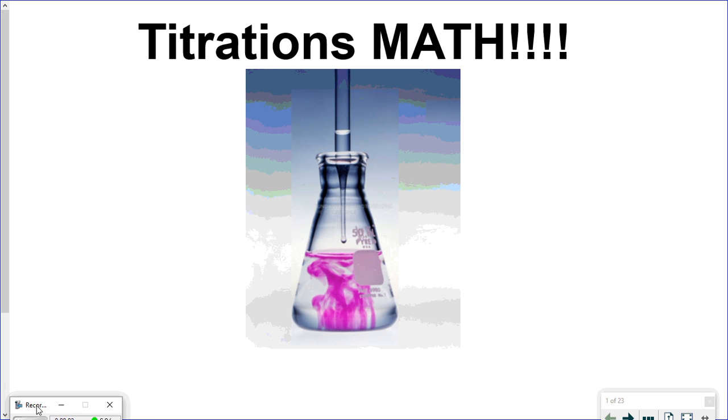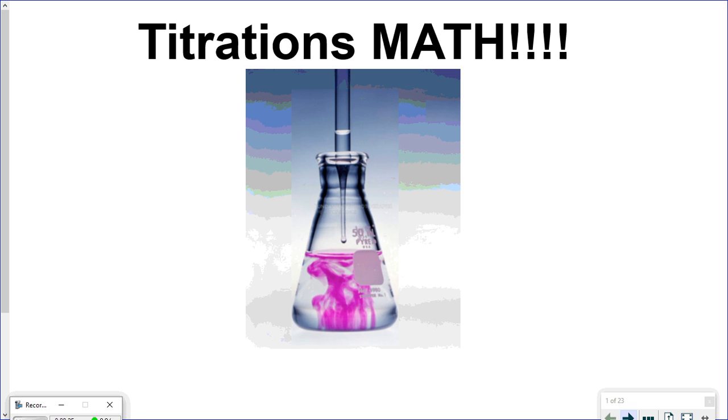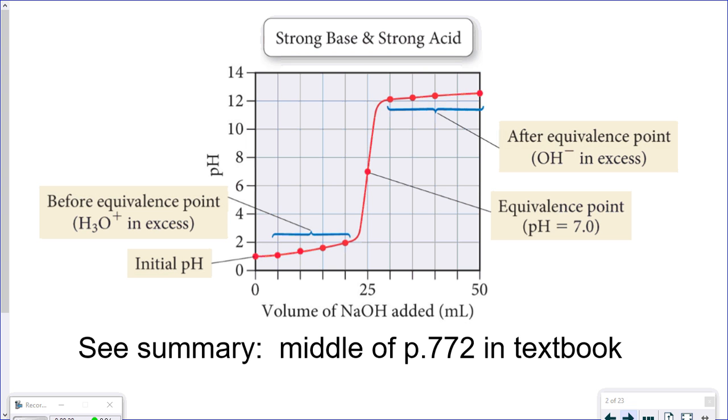Alright guys, in this video we are going to be looking a little bit more at the titrations math. So far we've gone over how to find basic pH and things like that. And with titrations we've also looked at how to find that equivalence point. We're going to be going a little bit more in depth, including what happens when you have a weak acid and a weak base that are added in there. So far, we've only talked about strong bases and strong acids.